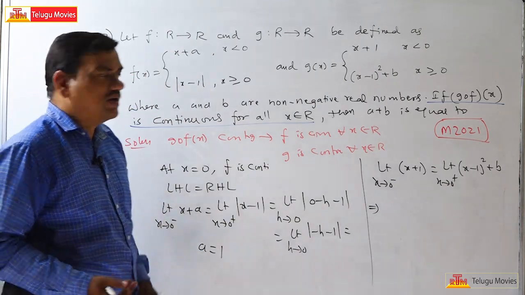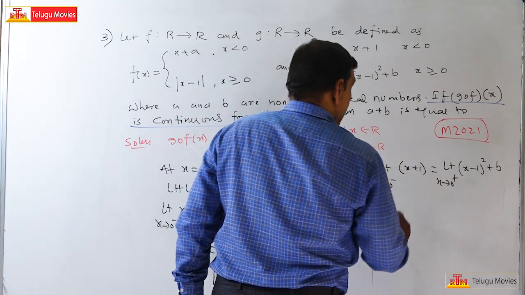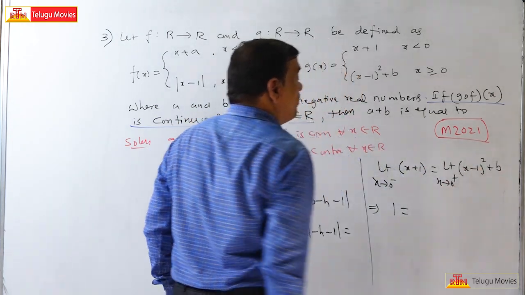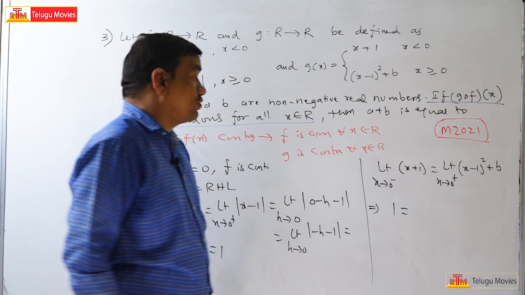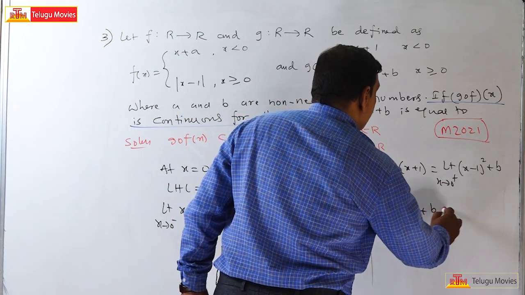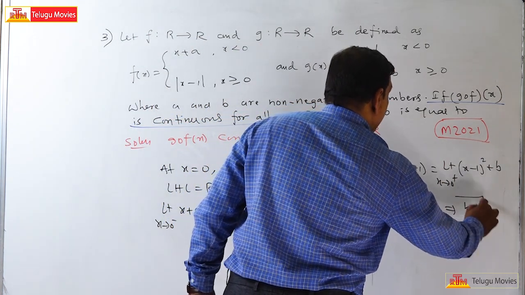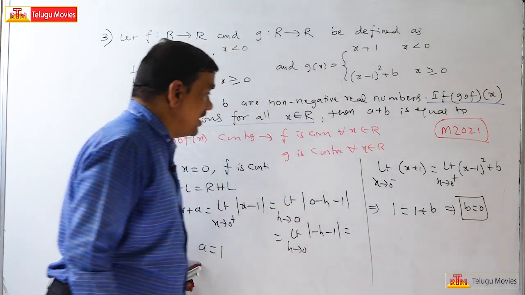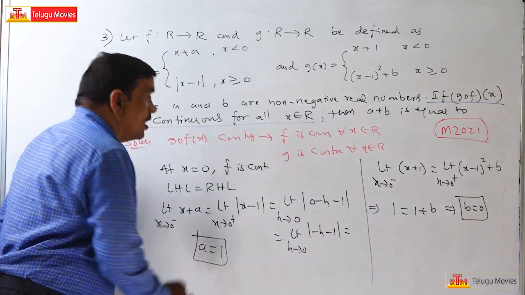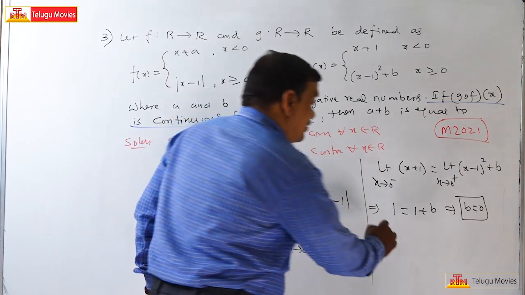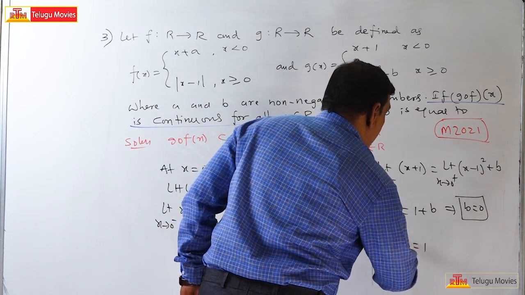So substitute x equal to 0 here. 0 plus 1 is equal to (0 minus 1) whole square, which is 1, plus b. So b is equal to 0, we got. So a value is 1, b value is 0, therefore a plus b value is 1.